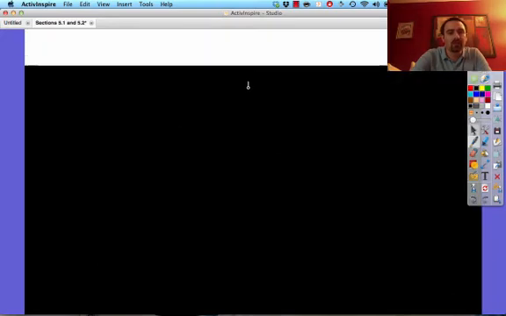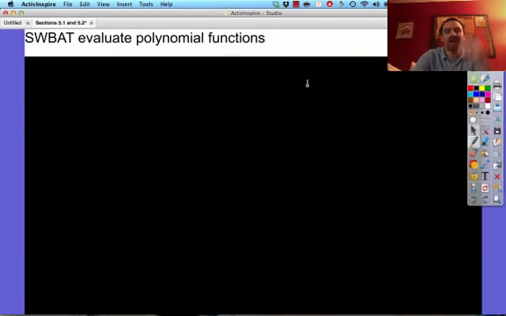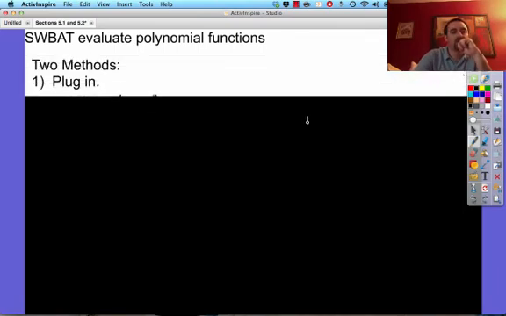Okay, the last topic here is evaluating polynomial functions. We're going to do this two ways. The first way you've probably done before, and the second way you probably have not done before. Here's the first method. The first method is plug in.